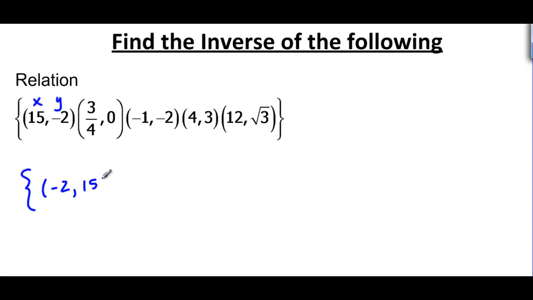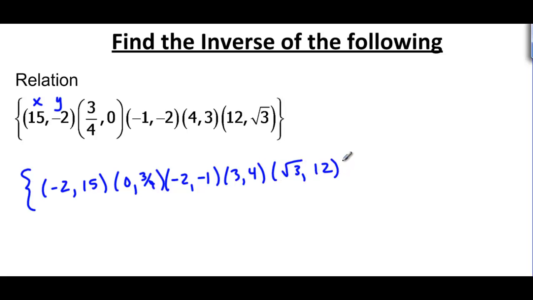So 15 comma -2 becomes -2 comma 15. The next one would become 0 comma 3/4. Then -2 comma -1, 3 comma 4. And then my last one would be √3 comma 12. And just by switching the x and y, I've now found the inverse of this relation.